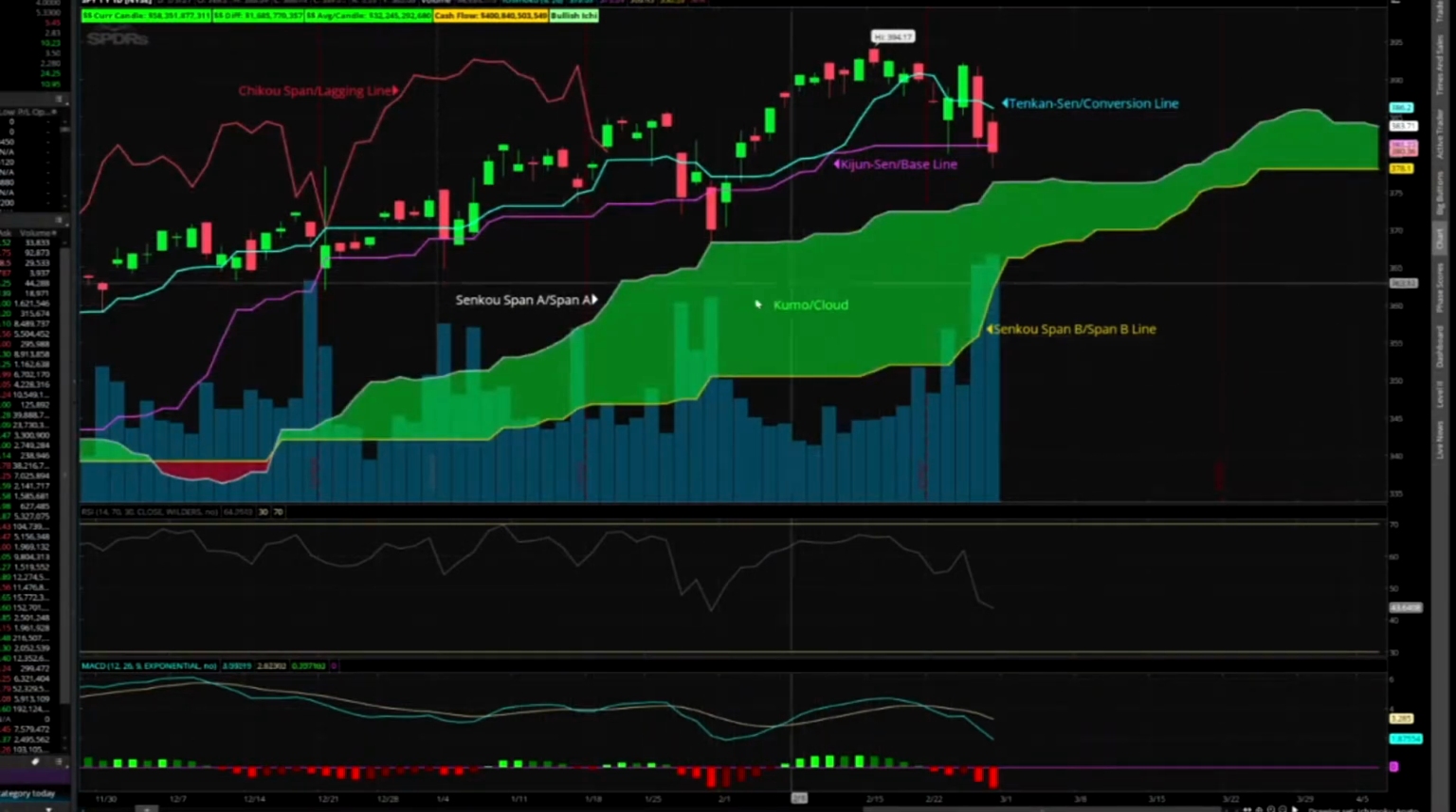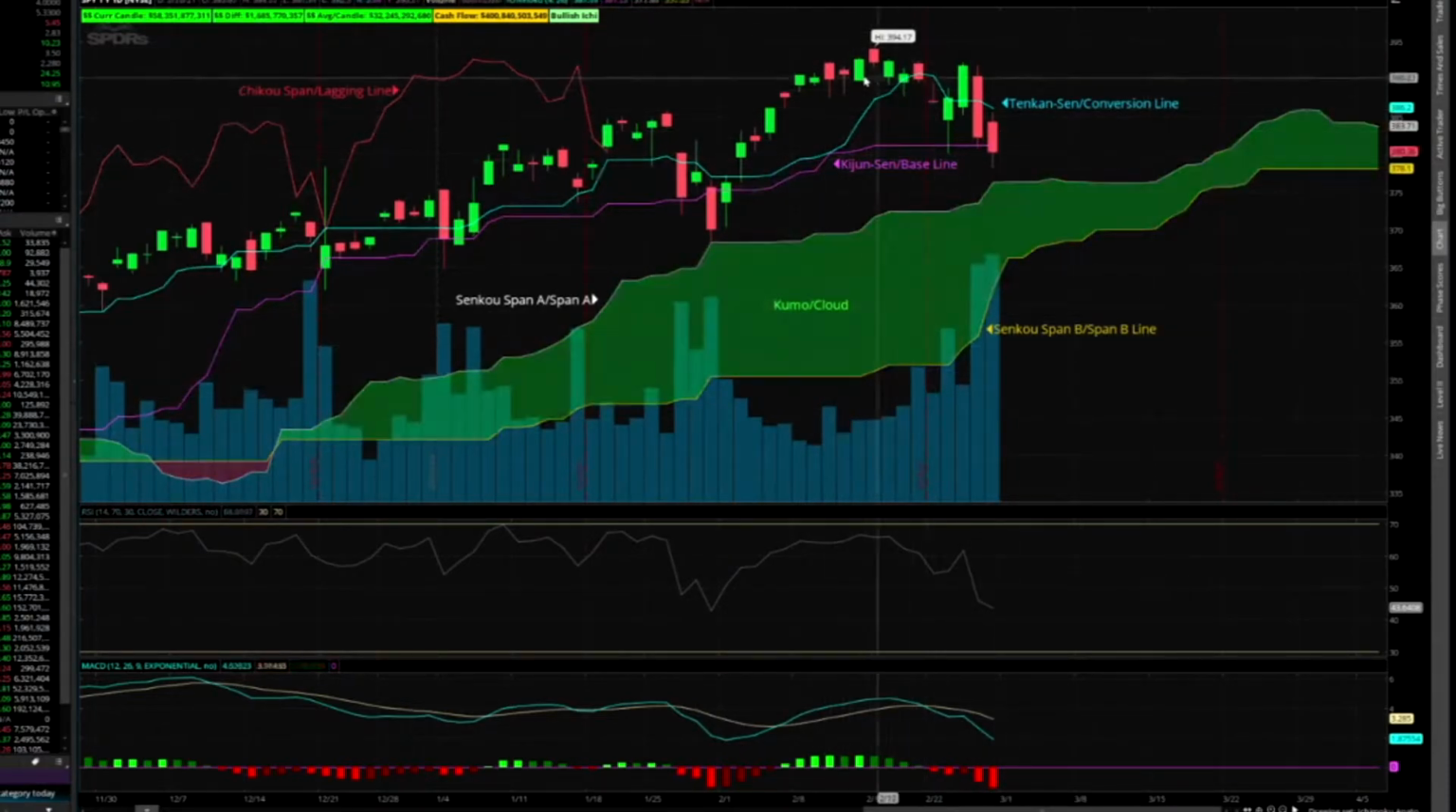Let's go over what exactly the cloud is for reference first. If the cloud is green, then the overall trend of the stock is assumed to be bullish. If the cloud is red, then the overall trend of the stock is assumed to be bearish. If the share price is above the cloud, then it's considered a bullish trend. If the share price is below the cloud, it's considered a bearish trend.